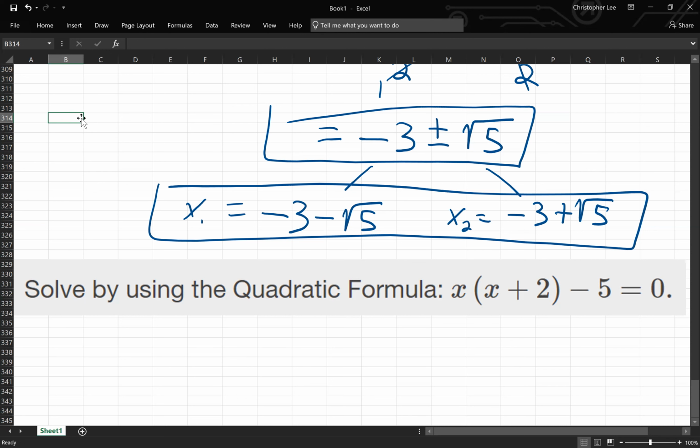I'm just trying to solve for X. So you would subtract that to the other side, and divide by that, and then square root both sides.